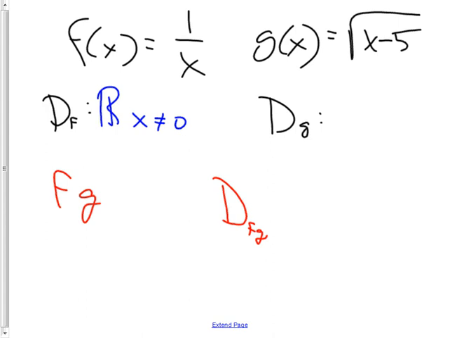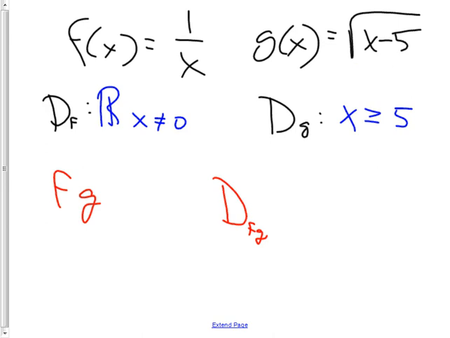How about the other one? Greater than or equal to 5. Good. And you could have got that in case you didn't know that. You could have said x minus 5 is greater than or equal to 0, and x is greater than or equal to 5. There we go. Just solve that little equation.